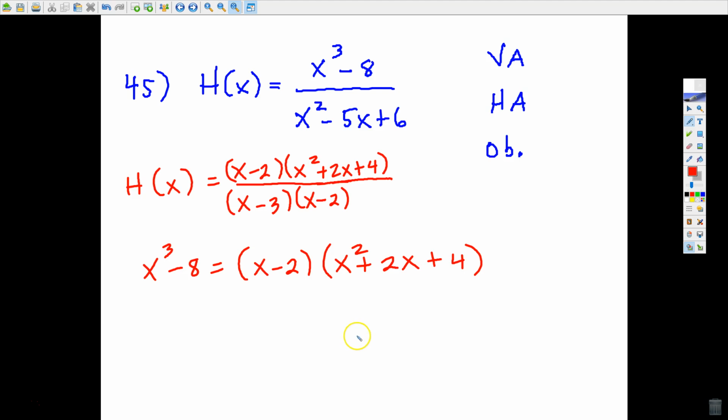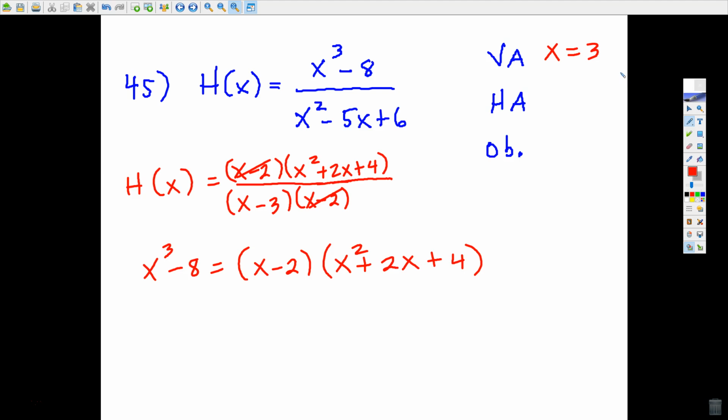Okay, so looking at this, what is my vertical asymptote? Because remember, I'm able to do this. Well, it was that, but since I'm able to cancel, now I just have 1. It's going to be x equals 3.